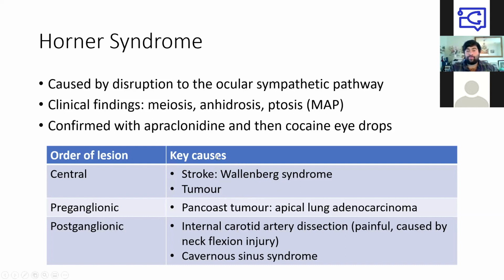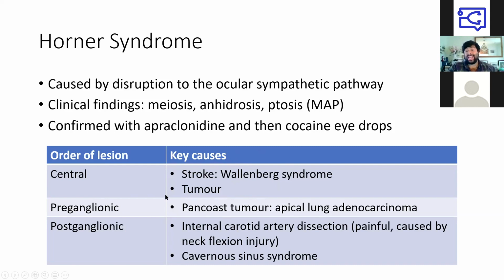So when you're learning about neurology, you'll learn that there's a stroke syndrome called the lateral medullary syndrome or Wallenberg syndrome. Essentially, if anyone is presenting with a stroke and they have a Horner syndrome, you must be thinking about this condition, which is due to infarction of the PICA, posterior inferior cerebellar artery. It's a very classical exam question. They could also have a central tumor, like a brain tumor.